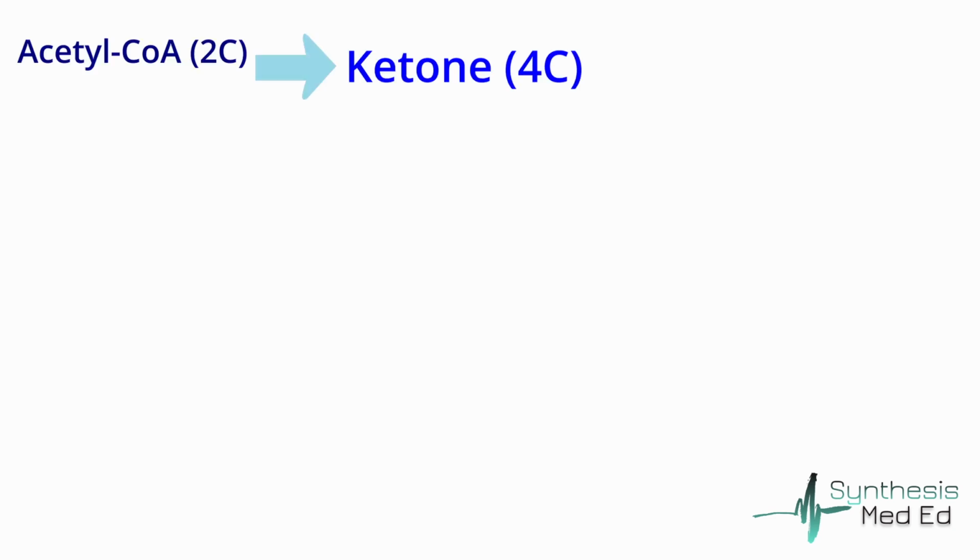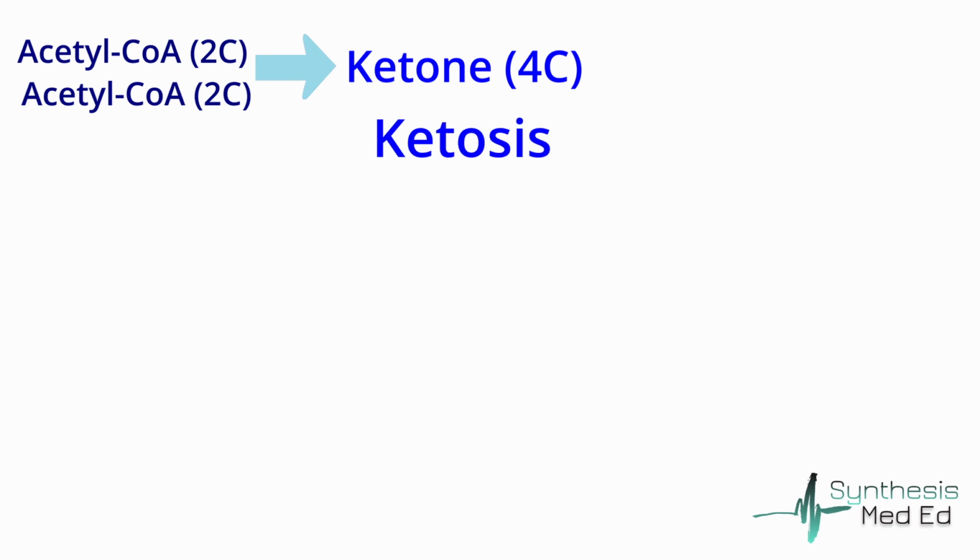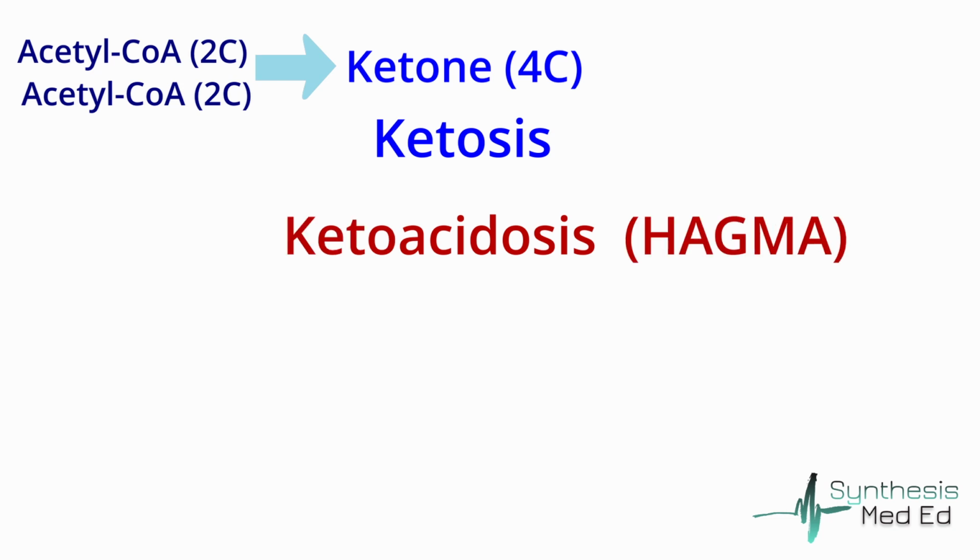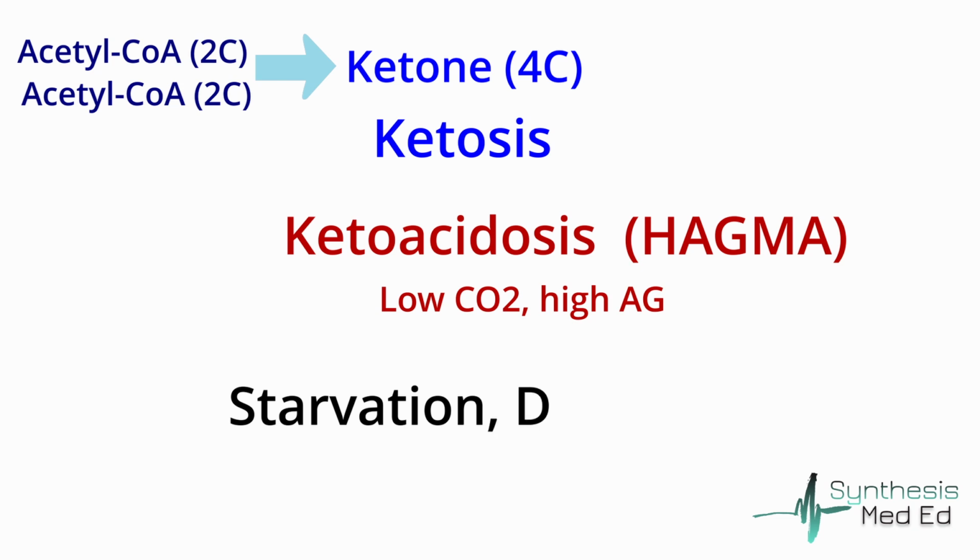So to summarize, ketones are basically packages of acetyl-CoA that are transporting it in the bloodstream to the tissues that require it. A buildup of ketones is called ketosis. Ketone formation leads to acid production, and this will ultimately result in ketoacidosis if not corrected. Ketoacidosis will result in a high anion gap metabolic acidosis, which results in a low bicarbonate and high anion gap on the chemistry panel. And the three main causes of ketoacidosis are starvation ketoacidosis, diabetic ketoacidosis, and alcoholic ketoacidosis.